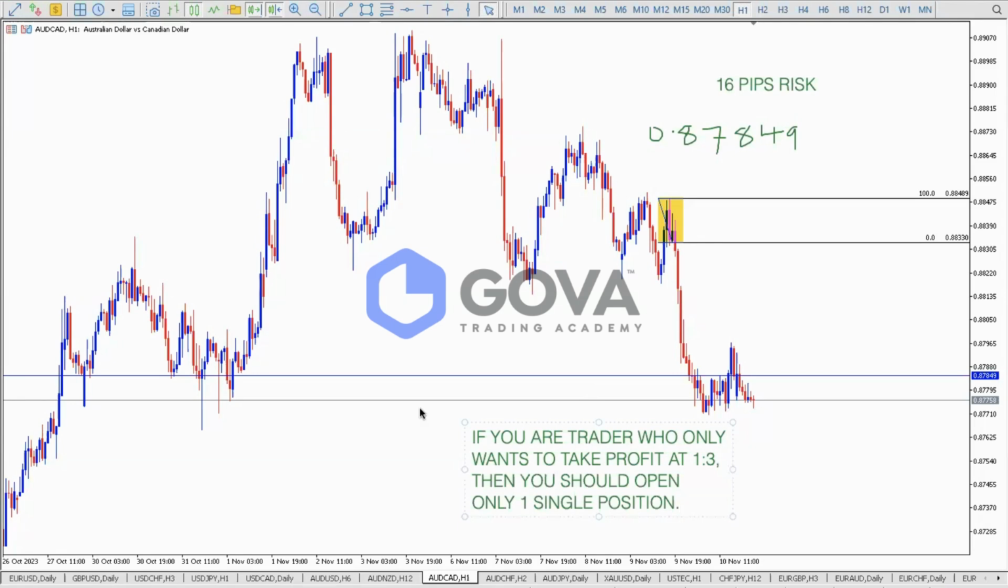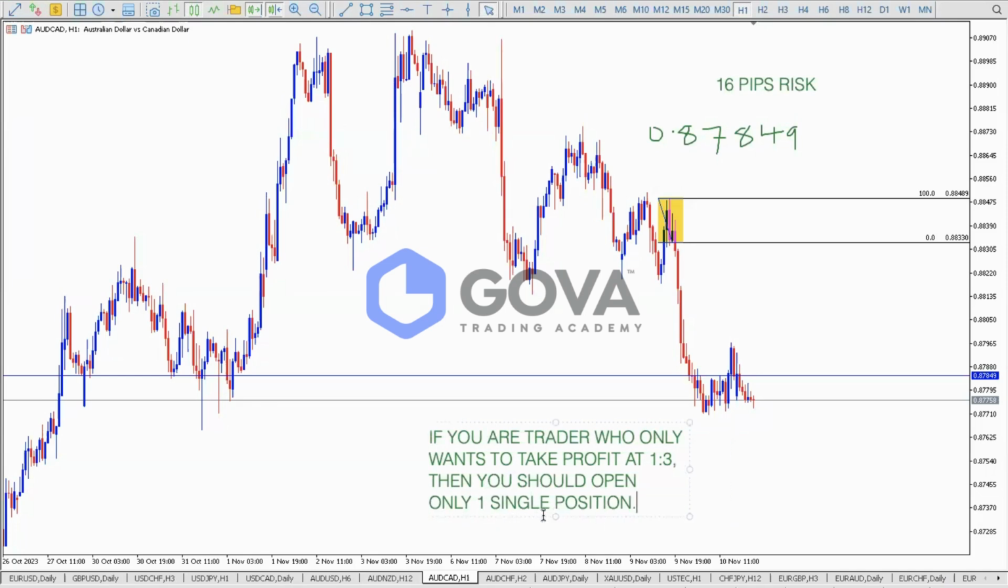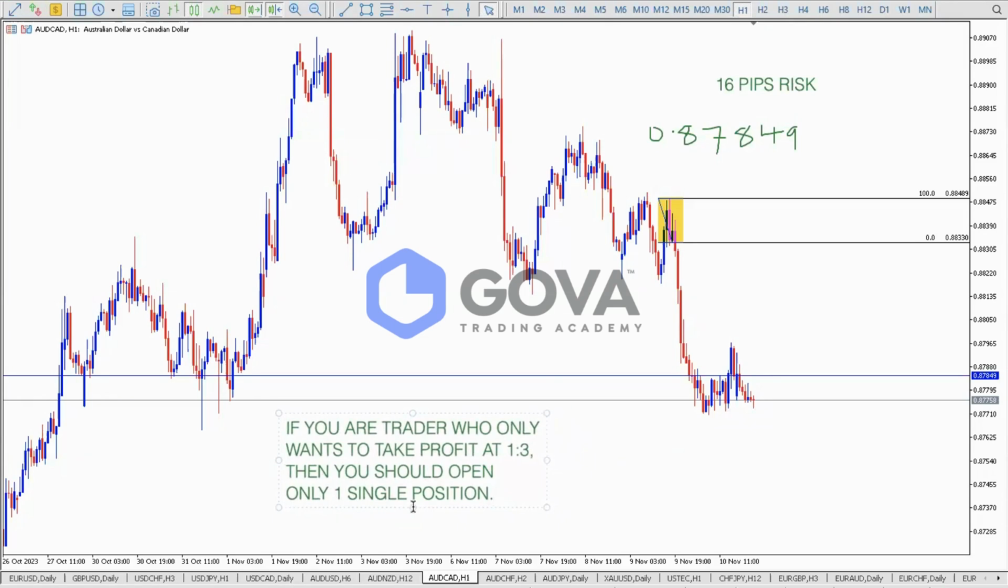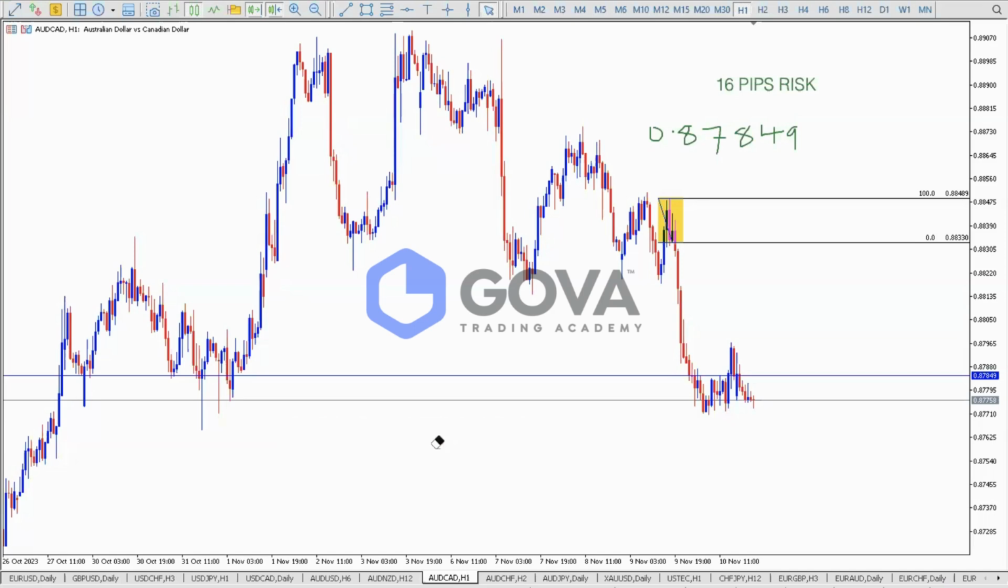Now, if you are a trader who wants to take profit on 1:3 permanently, then you can take your profit on 1:3 on a single trade. Now, what if you are a trader who wants to have a trade that goes beyond 1:3? Then this is how to do it. You need to open about 2 positions.